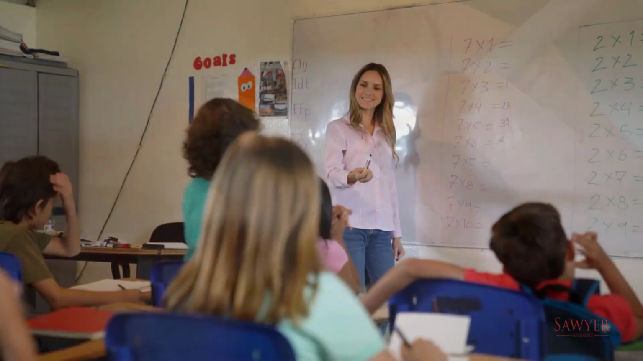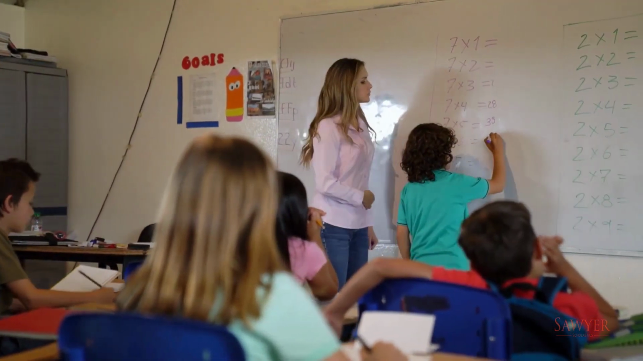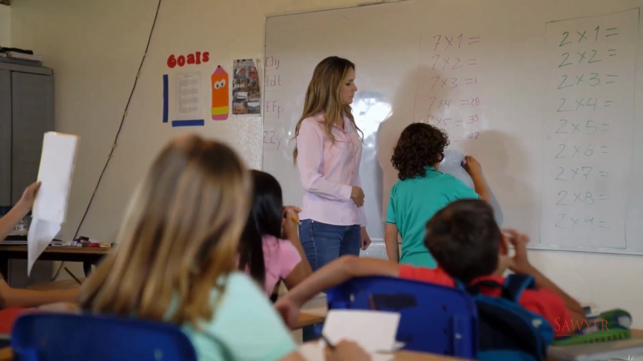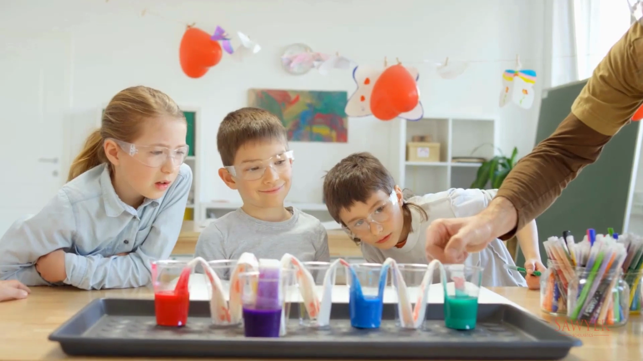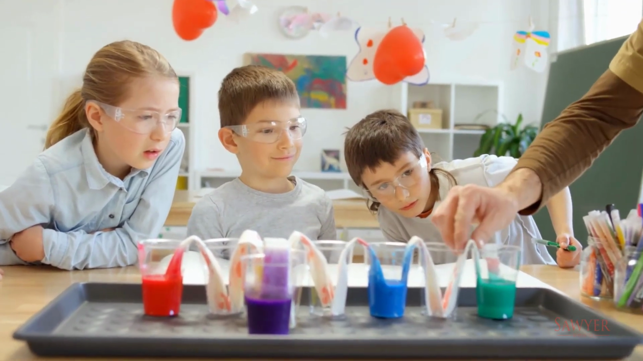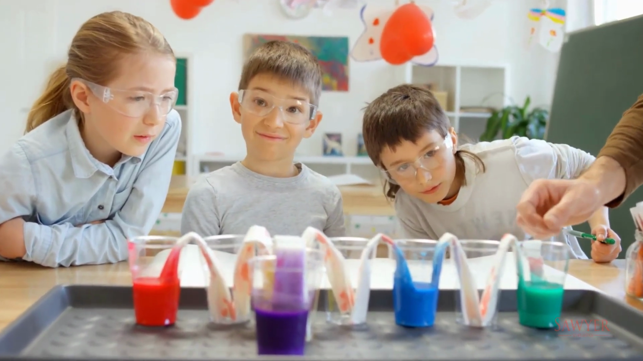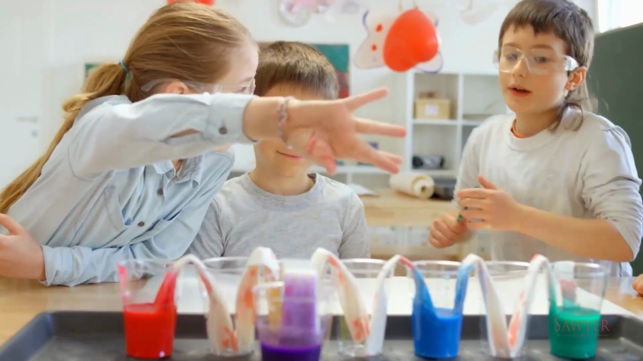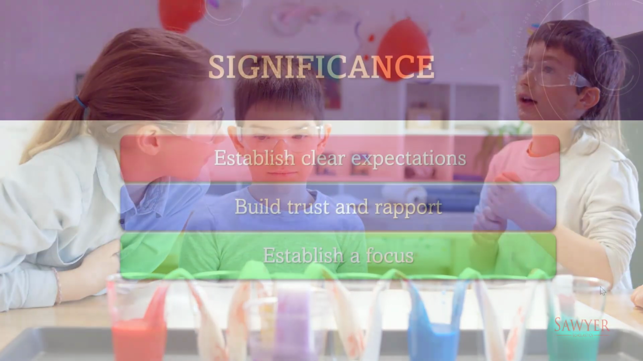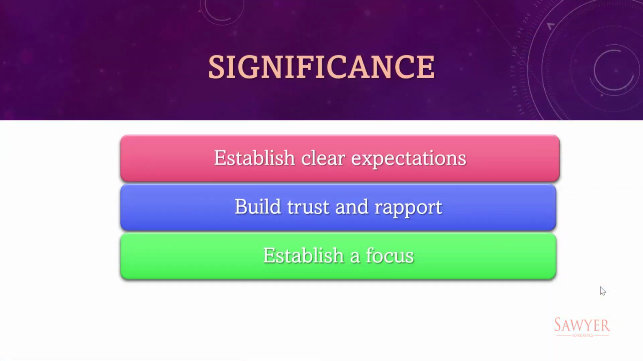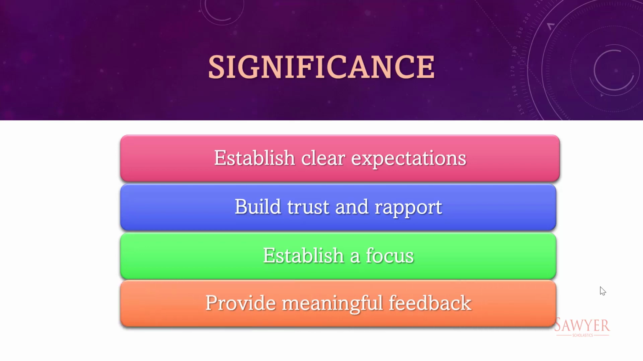Remember that a math teacher, for example, will probably be doing things differently than an English or social studies teacher. Science teacher for sure will be doing things differently, especially if they have project-based learning in their classroom. Make sure that you're talking with the teachers before so that you can establish a focus for the observations that are coming up. And then finally, it helps to provide meaningful feedback.